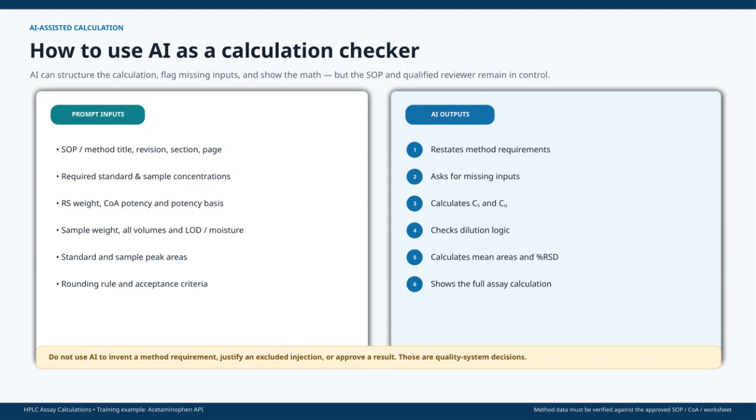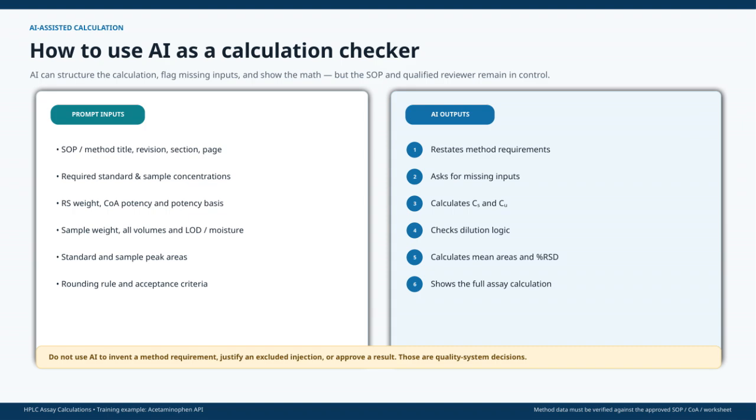When using AI, you start by providing specific prompt inputs such as the SOP title, revision number, section, and page, along with details like required standard and sample concentrations, RS weight, certificate of analysis potency, sample weight, volumes, moisture content, peak areas for standards and samples, and the rounding rules and acceptance criteria.